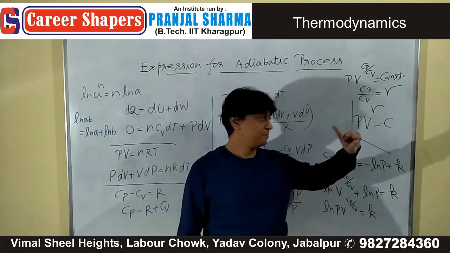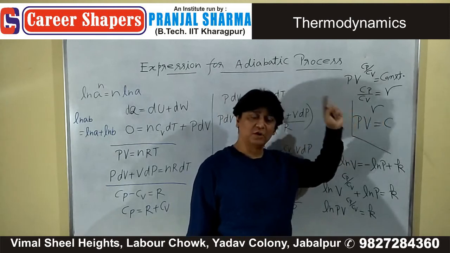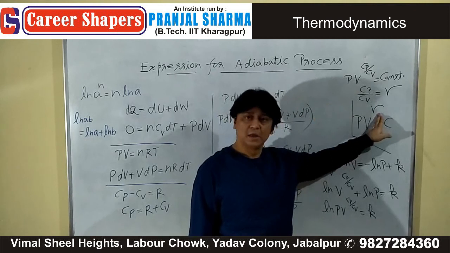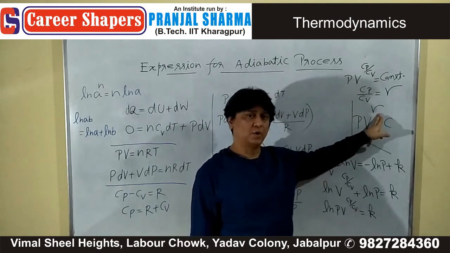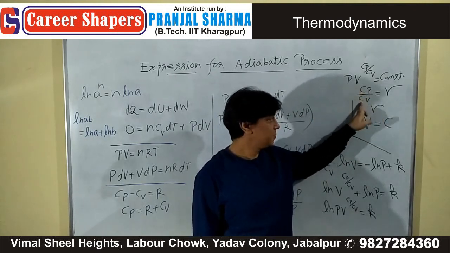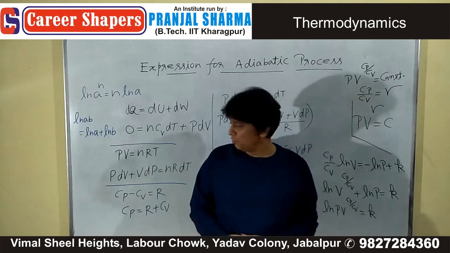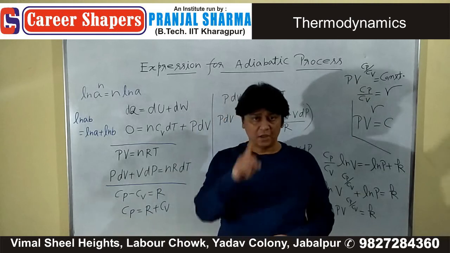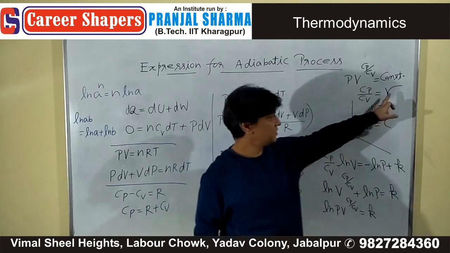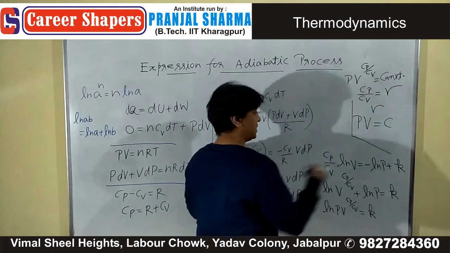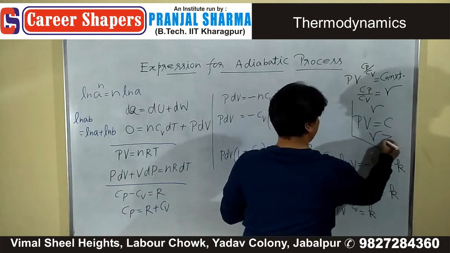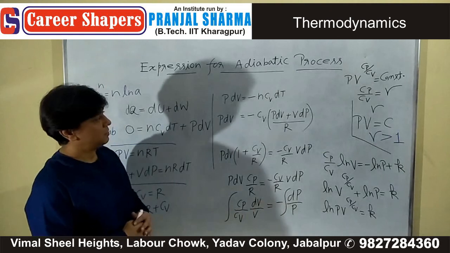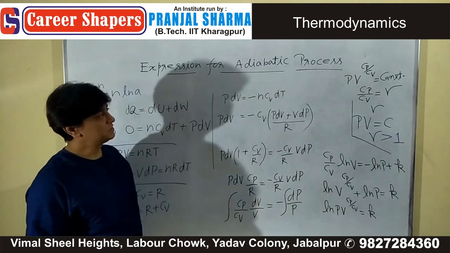If you remember, while calculating work for an adiabatic process, I had told you that this gamma is greater than 1. Now, what is gamma? Cp upon Cv. And you know that Cp is greater than Cv. And that's the reason you say that this gamma is always greater than 1. Note down this derivation.